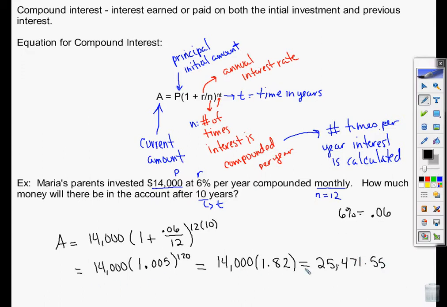Okay, so at the end of 10 years, if they don't touch it, they didn't pull any money out or anything, they would have $25,471.55. So in 10 years, they've earned a little over $11,000.